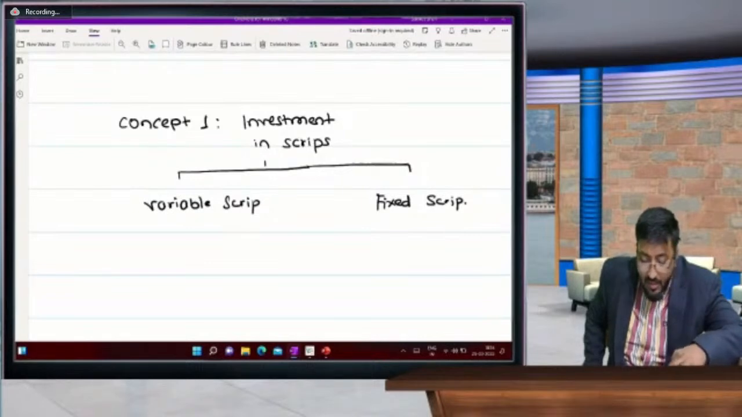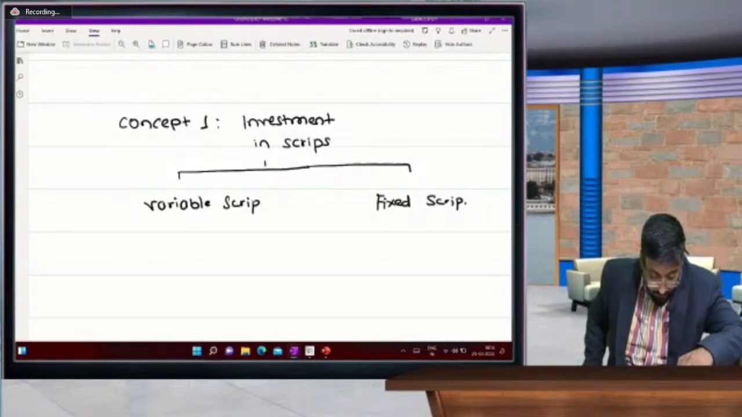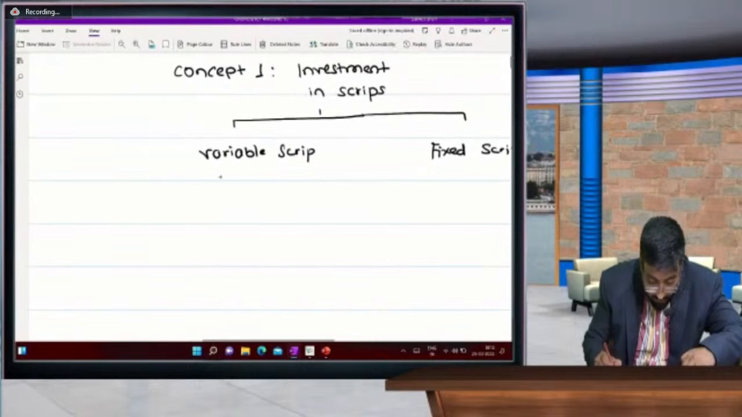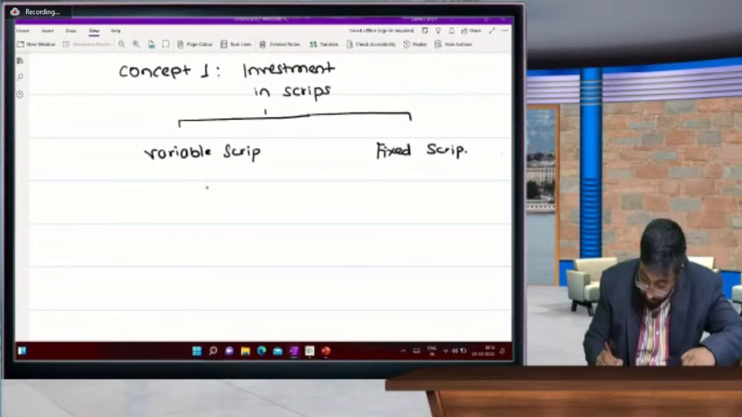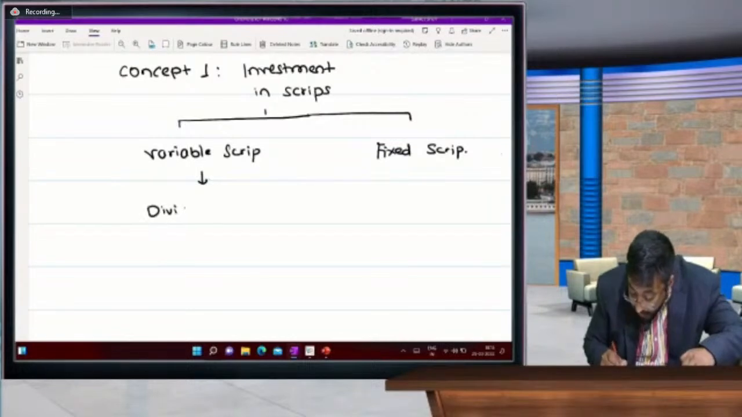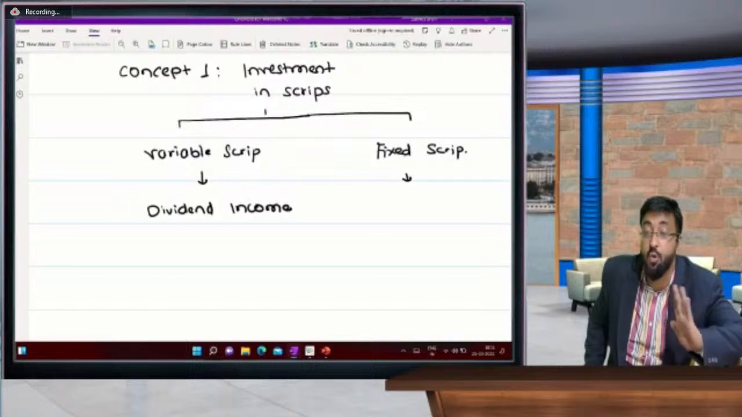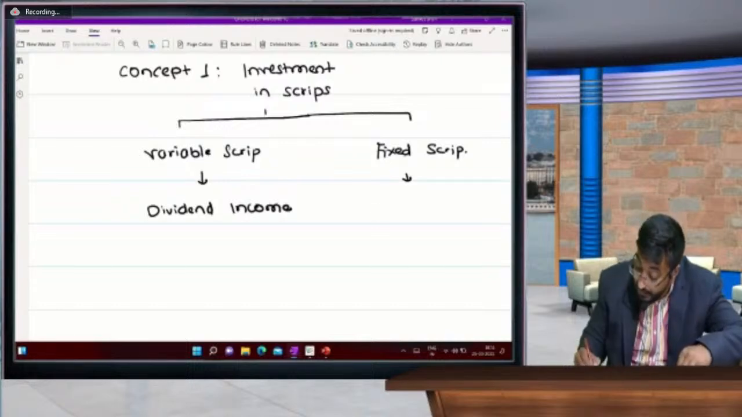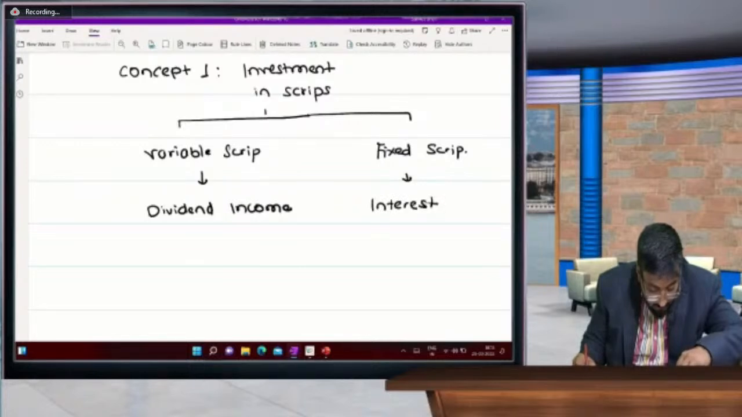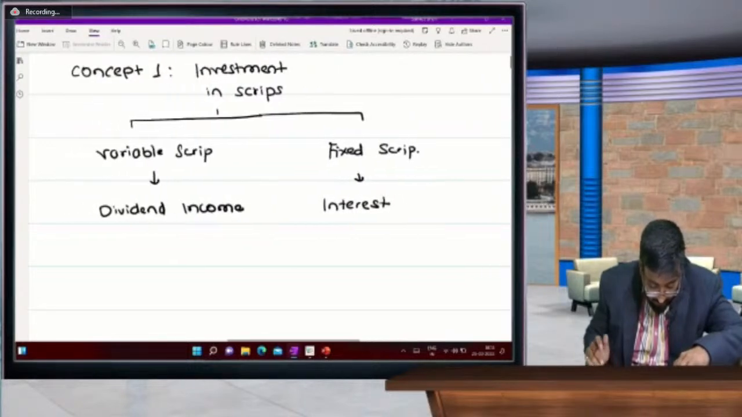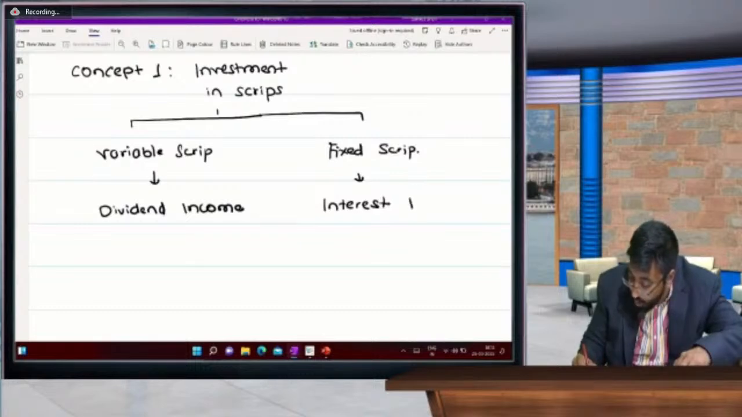Now what is variable script, beta? Variable script means you are getting dividend. Variable means, because dividend is never fixed. It depends on the company's profit. Write down dividend income, because it is never fixed. But fixed script means it is interest. Interest is always fixed.